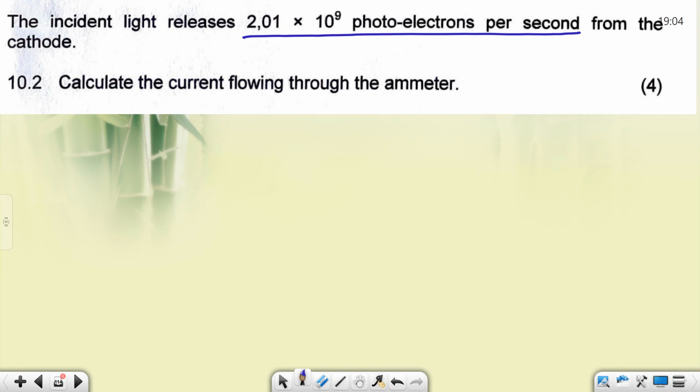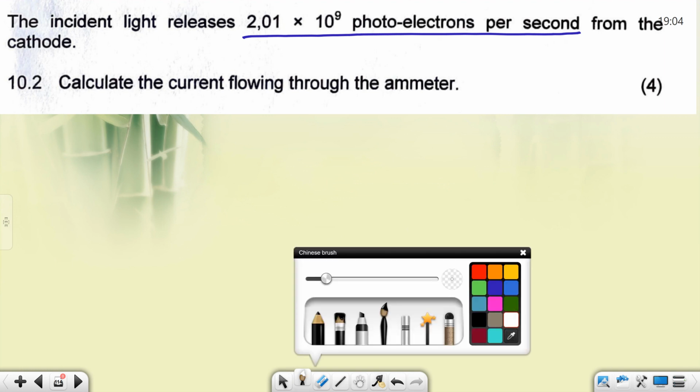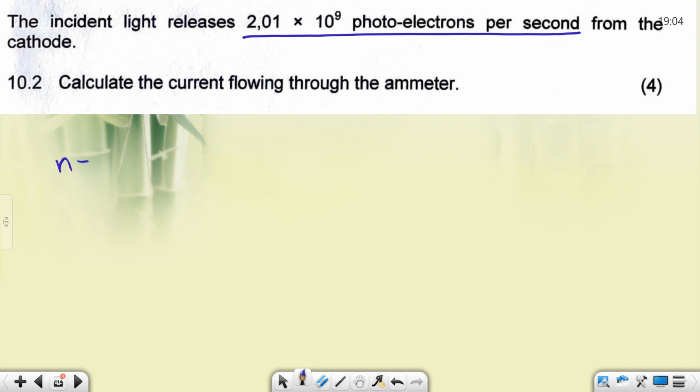So basically, we have the number of electrons. This is now a different ball game. We have n as 2,01 times 10 to the power 9 electrons per second. My time is 1 second. All right. Calculate the current.